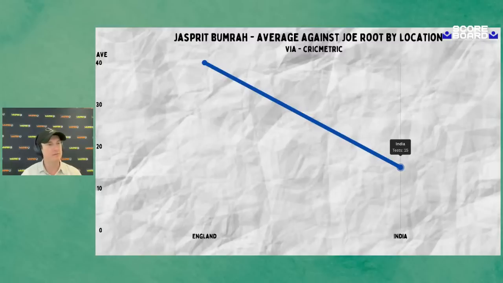And I don't know how much of this is things like he bowls very differently in India. I thought there was a little bit of reverse, obviously, when he got Root out today. So whether it's the ball reverses, or he's more comfortable reversing it in India than he is in England. I don't know if it's different lengths or what it may be, but it's really interesting that he's just so much better against Root at home than he is away.